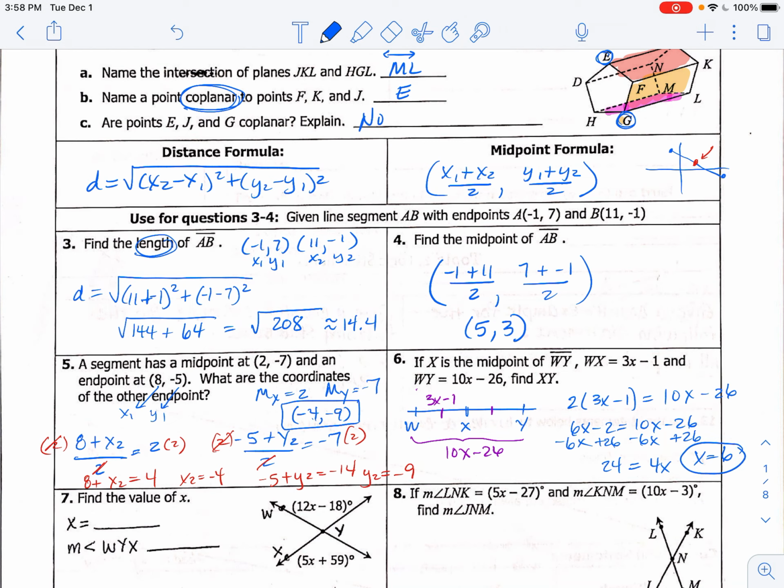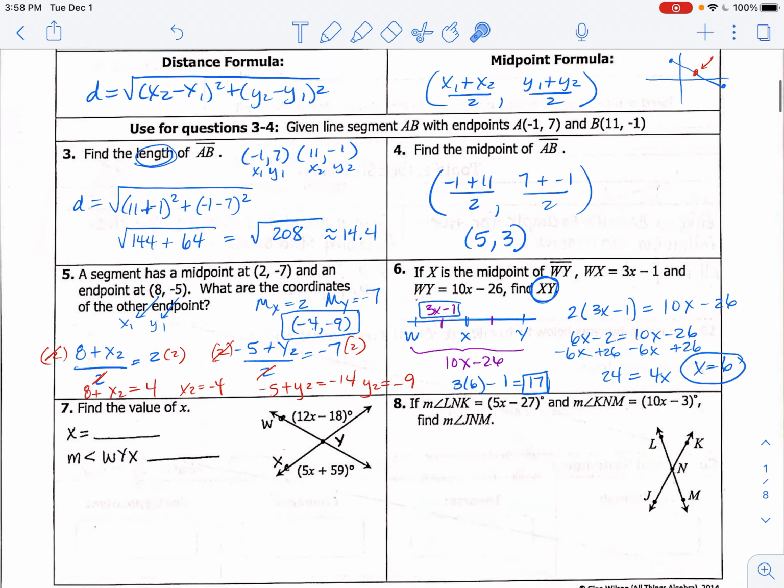I have not answered the question because the question says find xy. But that's congruent to this piece right here. So if I plug in a 6, 3 times 6 minus 1, 3 times 6 is 18 minus 1 is 17. That's how long each of those segments is. So xy is equal to 17.